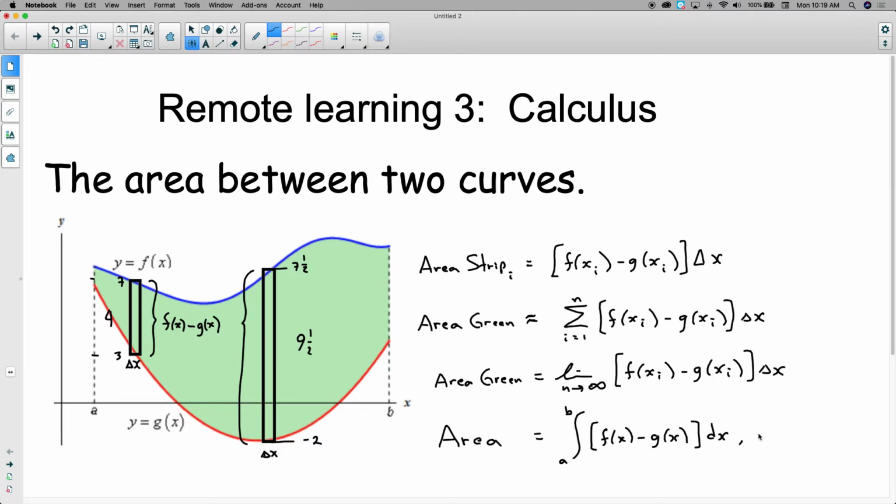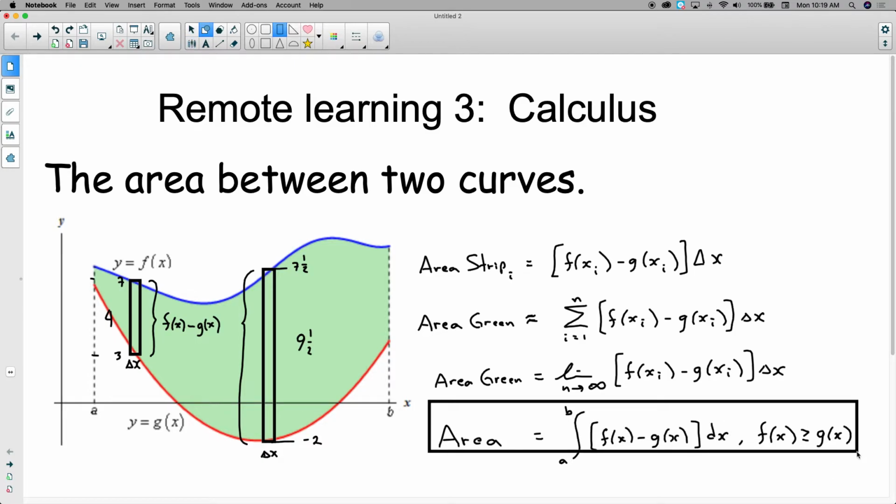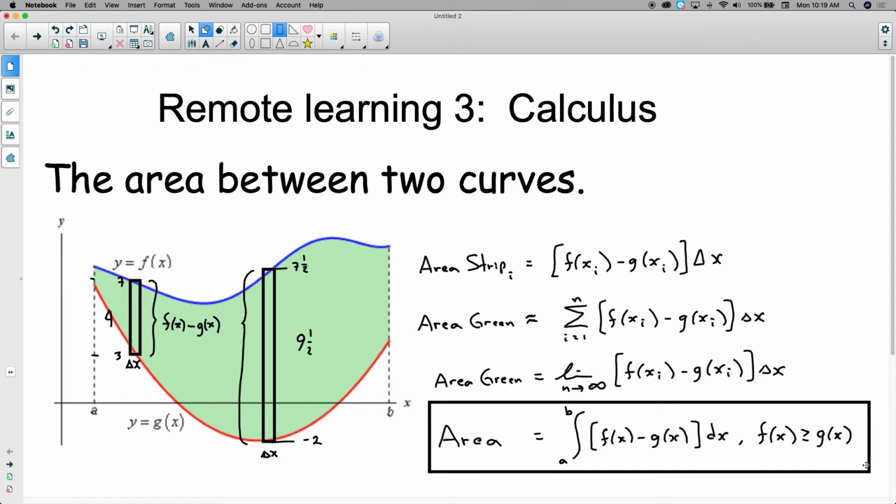Okay, so back to the caveat. This is contingent upon the one function being greater than or equal to the other function everywhere along the interval. Okay, so there we go. We're going to be using that formula that I just developed by using our old trilogy.